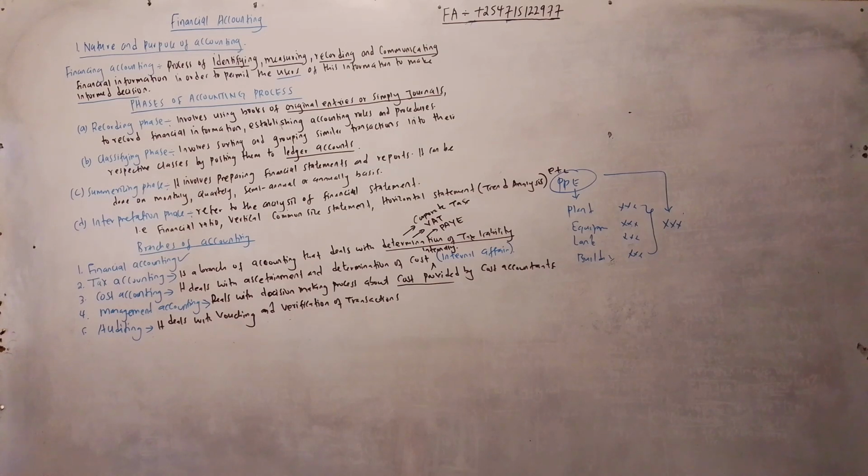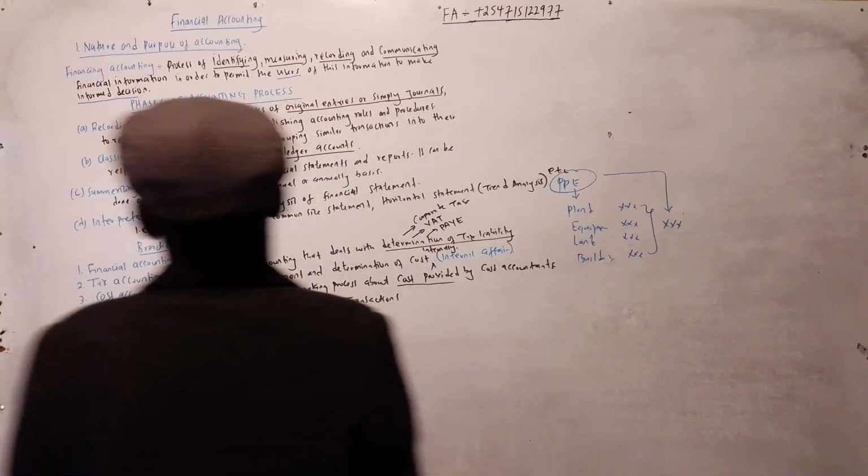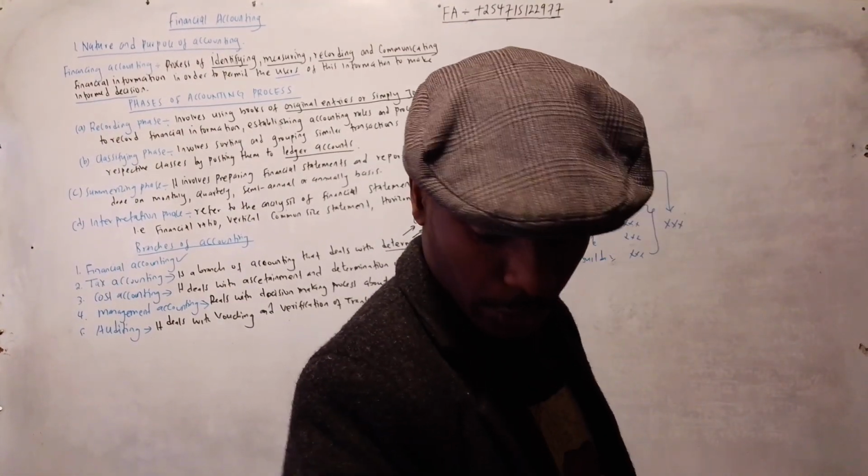Now that one is okay. Now let's go to the users of this information. Sorry, before we go to the users, we need to look at the objectives of financial accounting. The users will be the last information. So that's number 2. Allow me to wrap this part so that we can talk about the objectives.